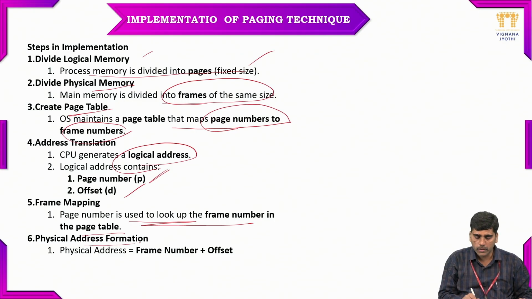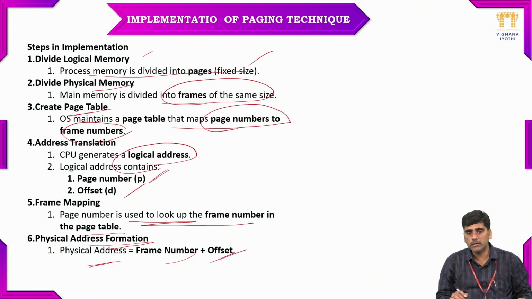And then next, physical address formation. How are we going to form the physical address? Physical address equals frame number plus offset. This is the formula for physical address formation. These are all the steps implemented to avoid external fragmentation in the paging technique.